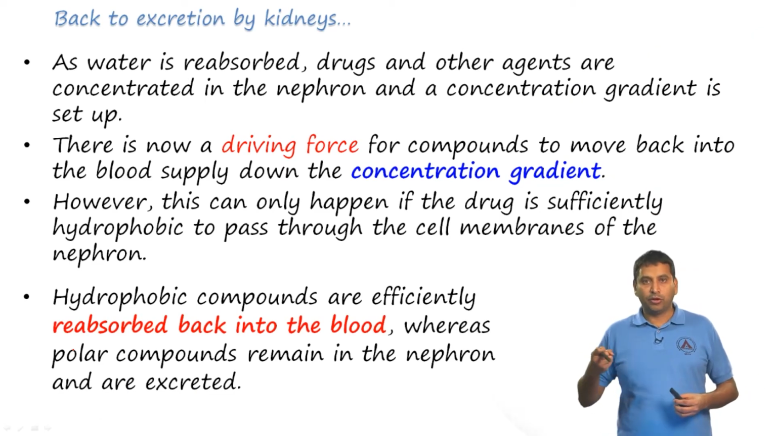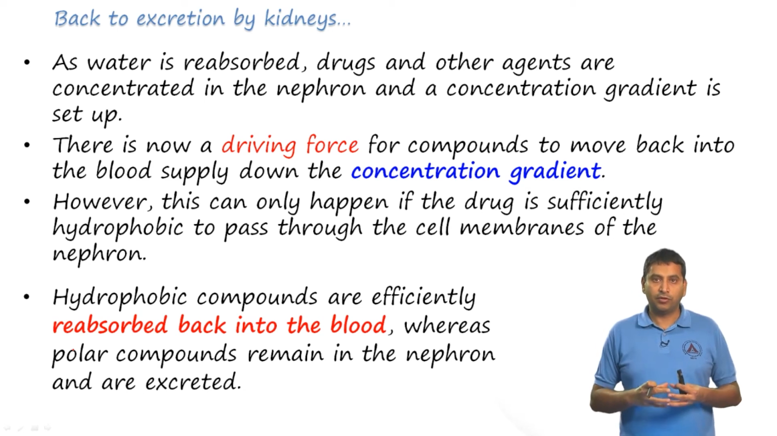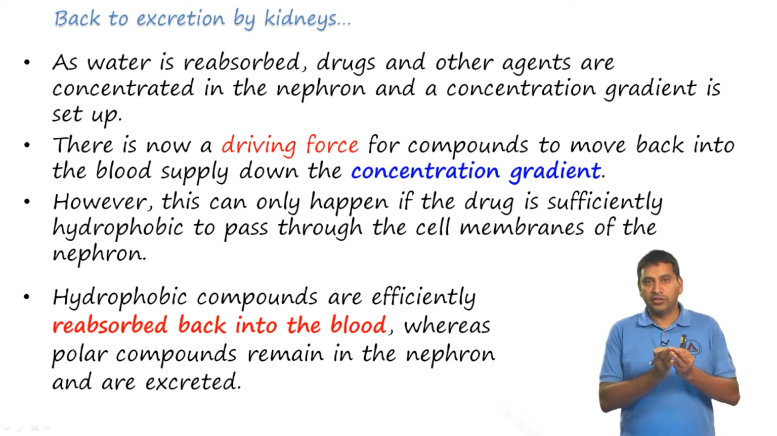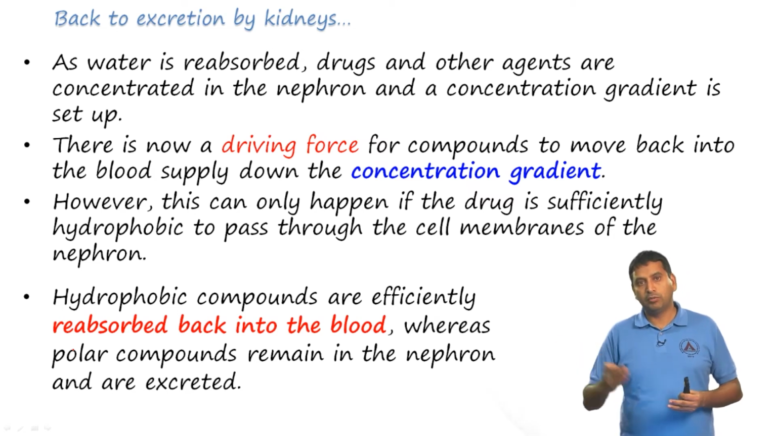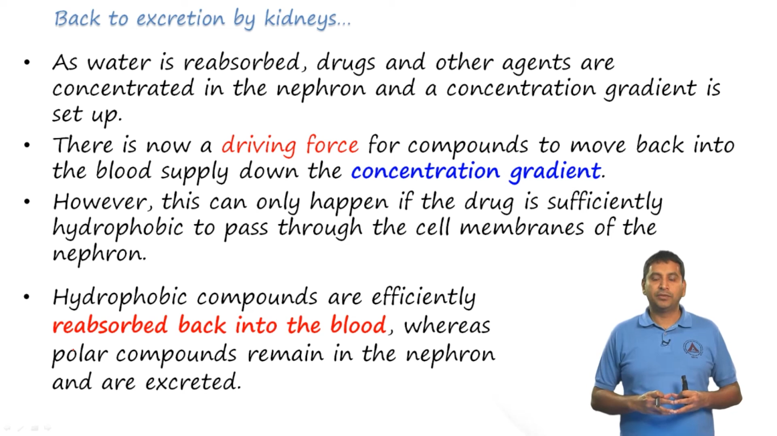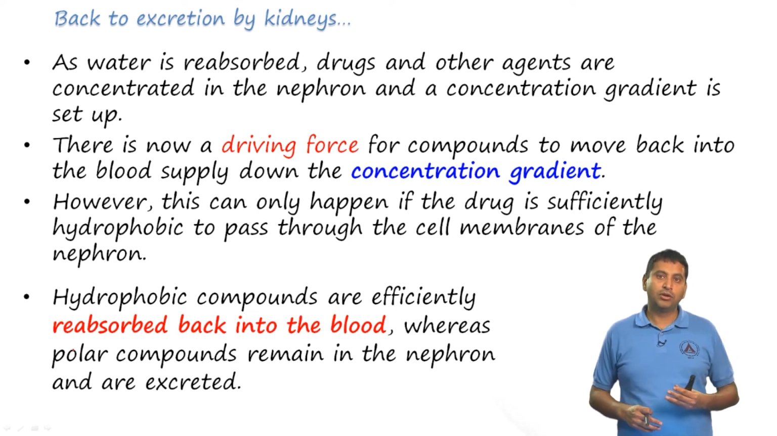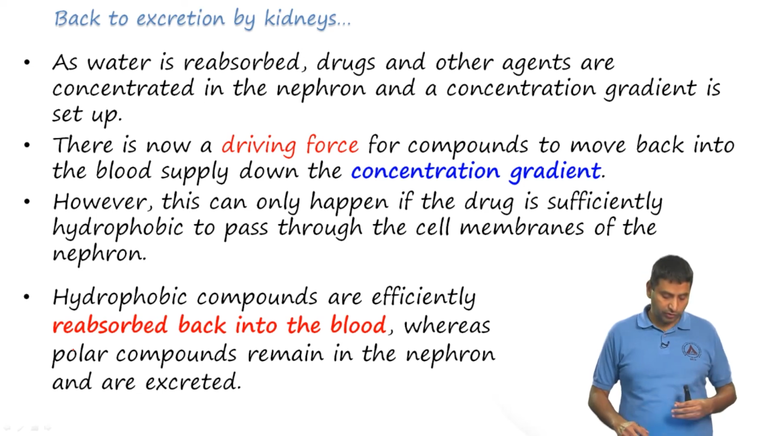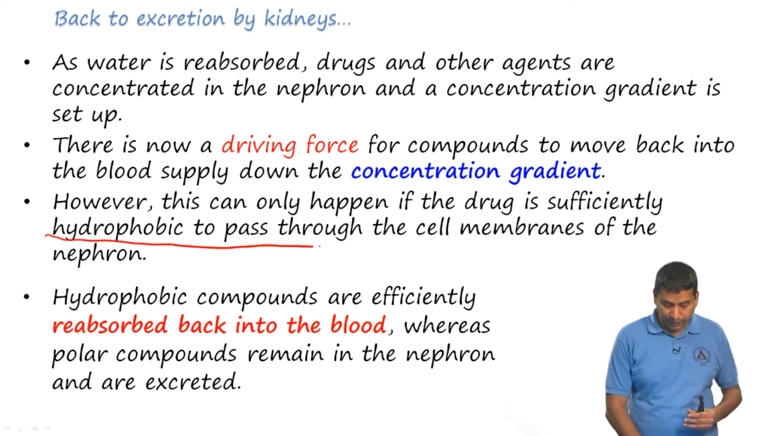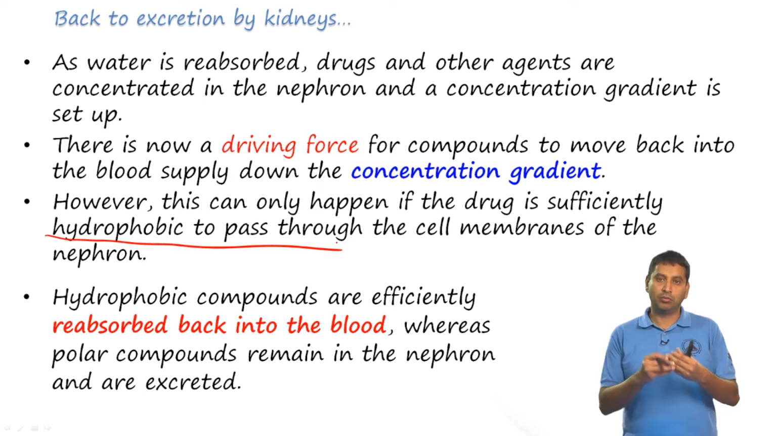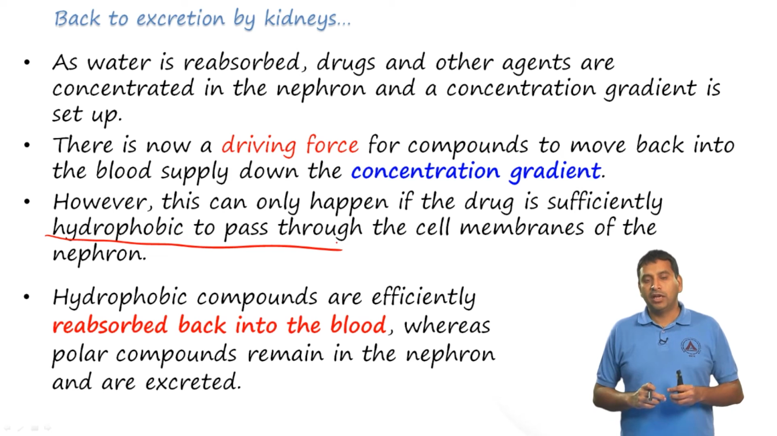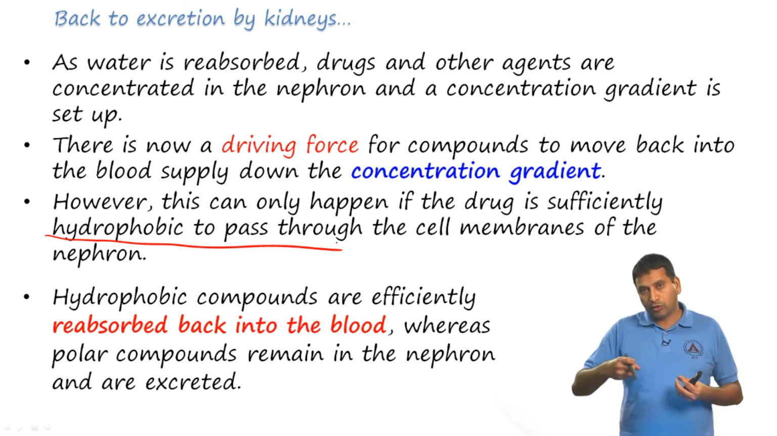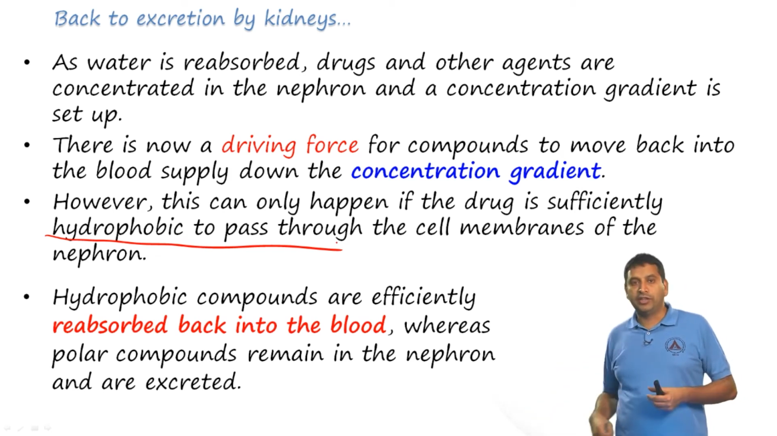So, as water is reabsorbed, drugs and other agents are concentrated in the nephron, and a concentration gradient is then set up. Okay. So, now this becomes a driving force for compounds to move back into the blood supply down the concentration gradient. However, this can happen only if the drug is sufficiently hydrophobic to pass through the cell membranes of the nephron. So, here is where the difference comes. The more hydrophobic the compound is, the better it is reabsorbed into the blood. Okay. And whereas polar compounds are unable to cross this membrane, and therefore, they are excreted.